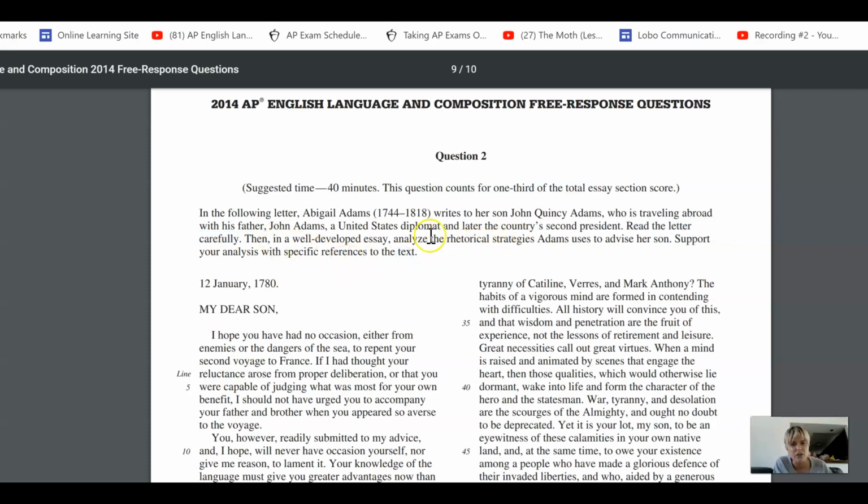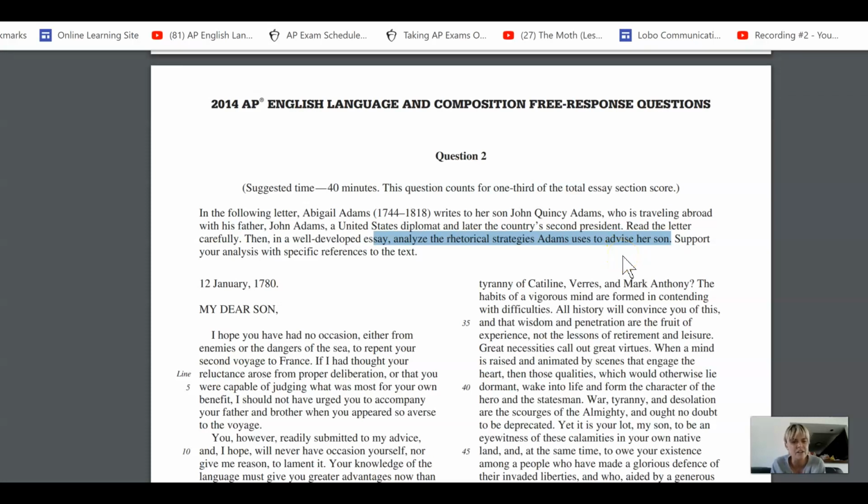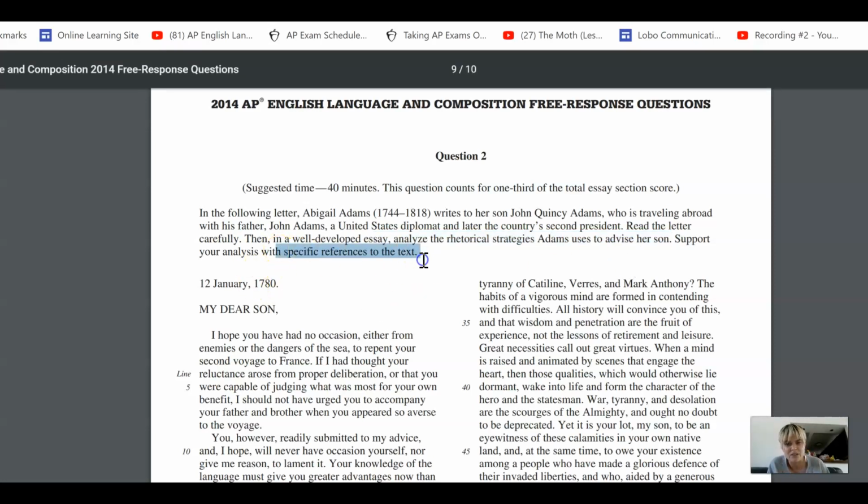And we also know that we're looking at analyzing her strategies as she's advising her son. So we know that the purpose here is to advise her son, and she wants to give him some kind of advice. So we're going to be looking to figure out what that advice is, and that's probably her purpose, right? Her goal is to give her son this advice, whatever it is. And we need to support our analysis with specific references from the text.